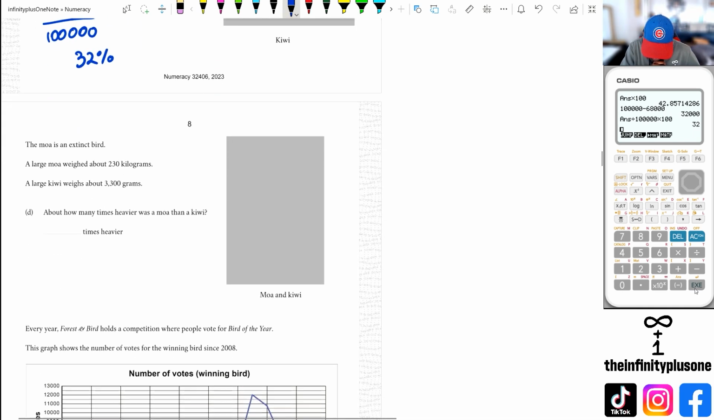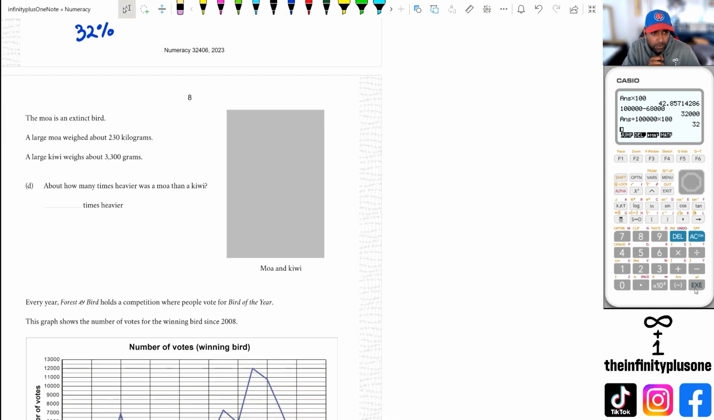Cool. Next question here, 2D. We've got a moa as an extinct bird. A large moa weighs 230 kilograms. A large kiwi weighs 3,300 grams. About how many times heavier was the moa than a kiwi?